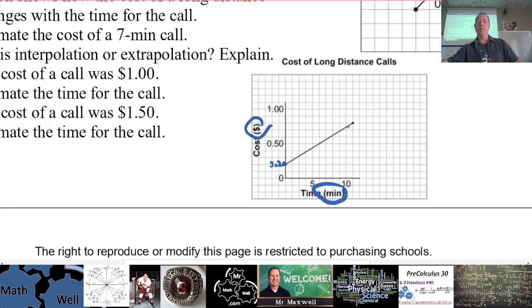That's the slope. Okay, so you can find out from a 5-minute call, you go up to this graph and you go over, and that looks like about 45 cents that you would owe, let's say. For a 10-minute call, you would owe about, what is that, 50, 60, 75 cents, and so on. Okay? Any questions there?